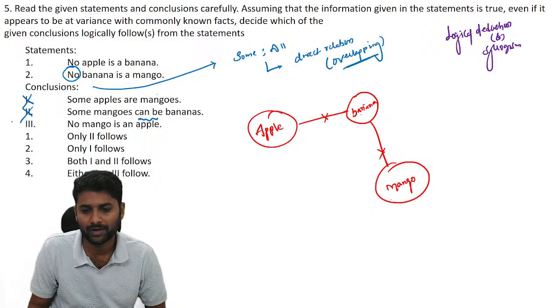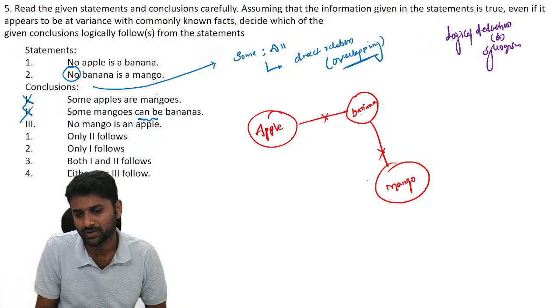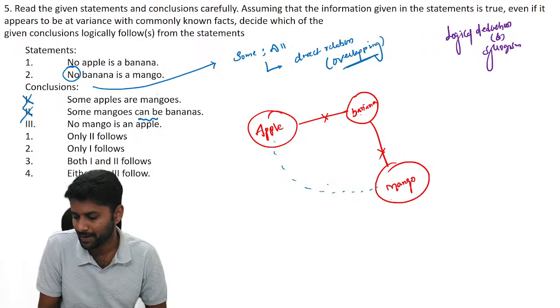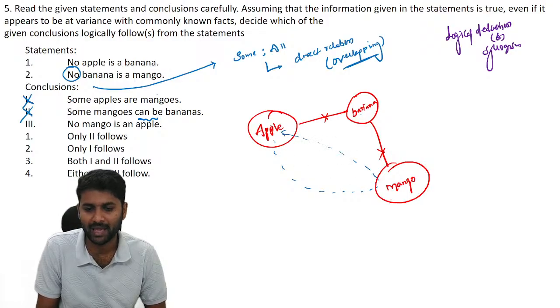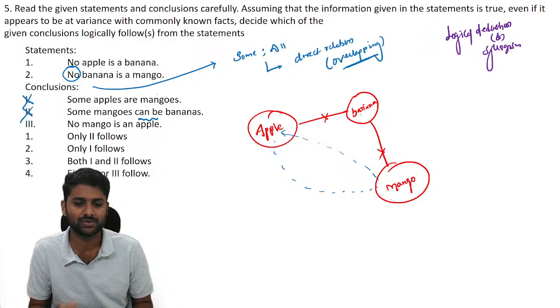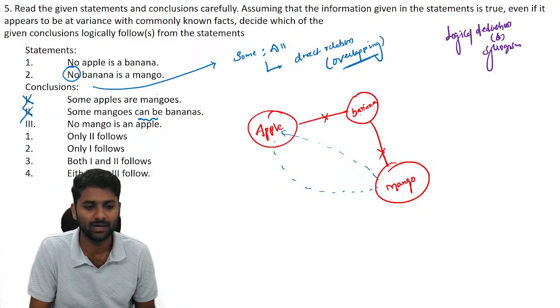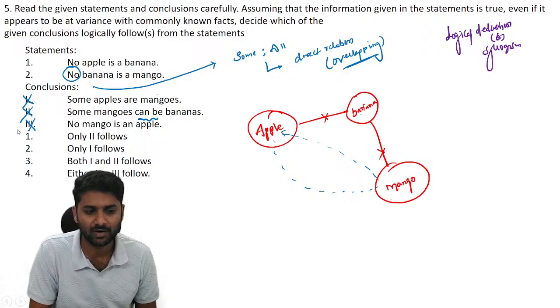And no mango is apple, guys. So there is no restriction between apple and mango. It means you can assume relations. So we can assume some apple can be a mango. We can assume all apple can be a mango. In the same way, some mango can be apple, all mango can be apple. So there are some relations you can place between apple and mango. That's why this is also wrong.